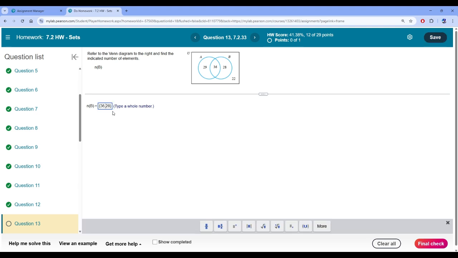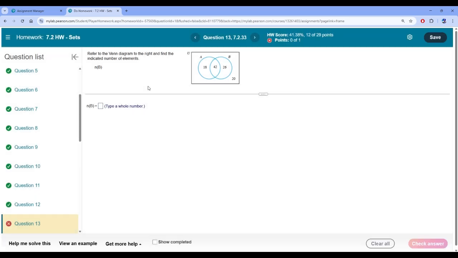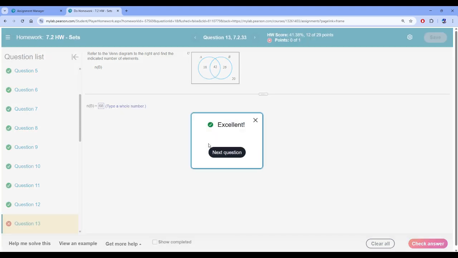You think it's just 28? 64. Oh, I have to add them? Oh, I didn't know how to add them. Okay. I did not know how to add them. All right, that's 68. Got it.